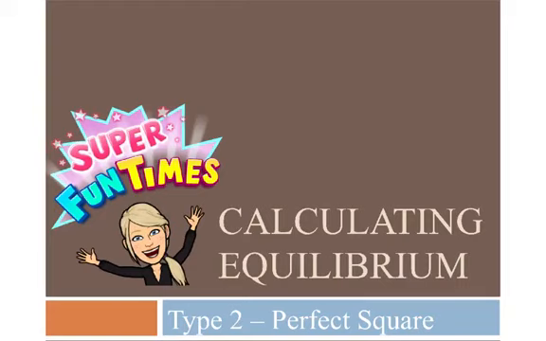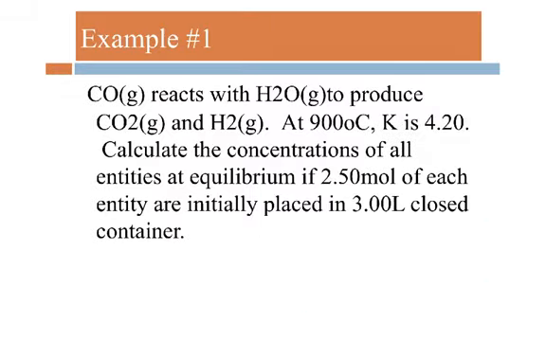Time for another round of calculating equilibrium, folks. And this time it's a type 2, the perfect square. We're going to go right into an example because you already know how to set up an ice table, and we're going to see that the setup is the same as a type 1, but how we solve the math is different. So we're going to look at those differences.